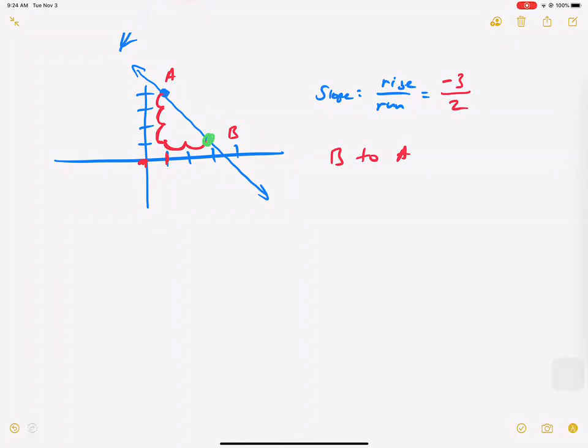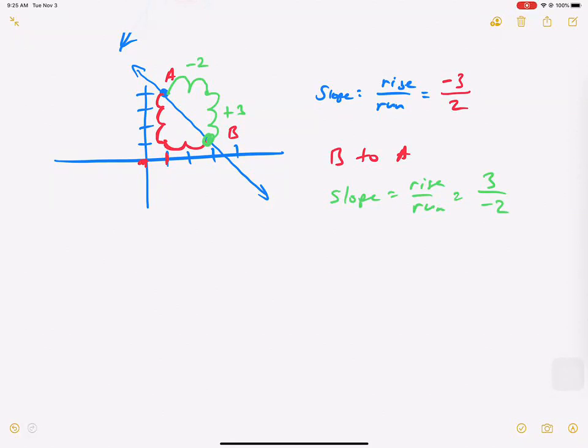So to get from B to A, our rise and run. Let's do rise first. We always do rise over run. Slope is equal to rise over run. So we're going to go up 1 space, 2 spaces, 3 spaces to go up. That's a plus 3. My rise is plus 3. But careful here, what's my run? Am I going to go forward or backwards? I'm going to go backwards by 1, 2 spaces. That's a negative 2.